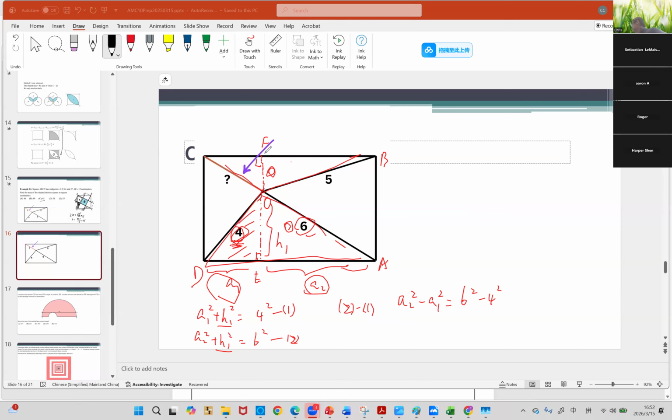Justin, can you try to do that? Do you understand this part? So we have a1 squared plus h1 squared equals 4 squared. That's in this shaded right triangle. And then we do it for the other triangle here, and that equals 6 squared. And now they both have h1 squared, so when we do the subtraction, h1 squared disappears. Right? That's how we end up here. And now we're trying to do the same thing to the top.